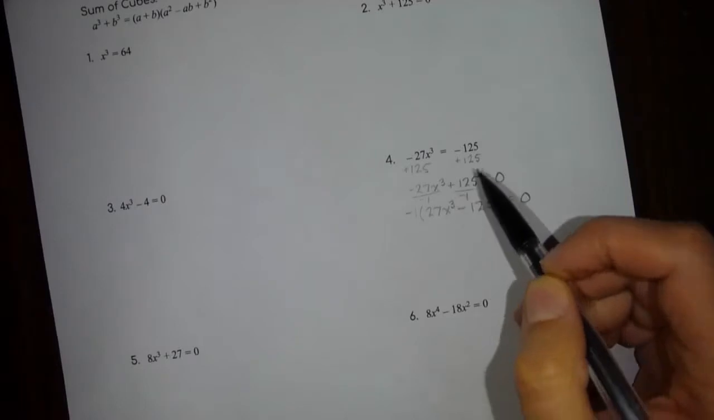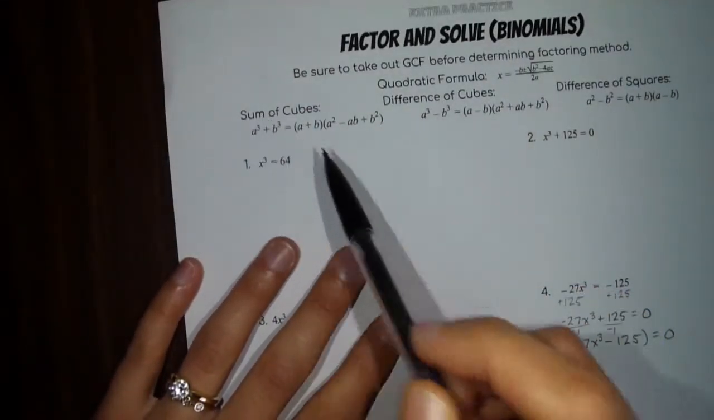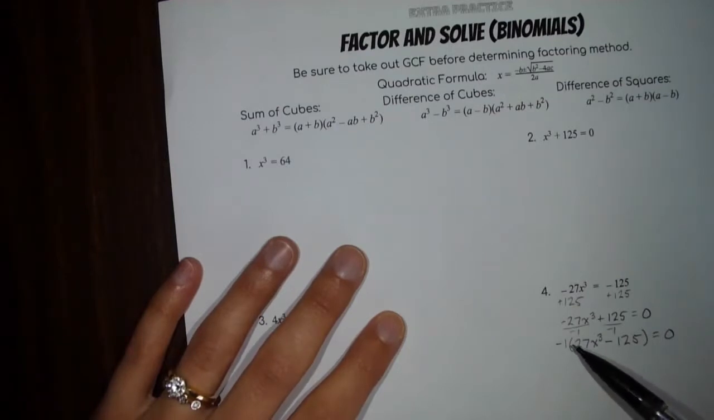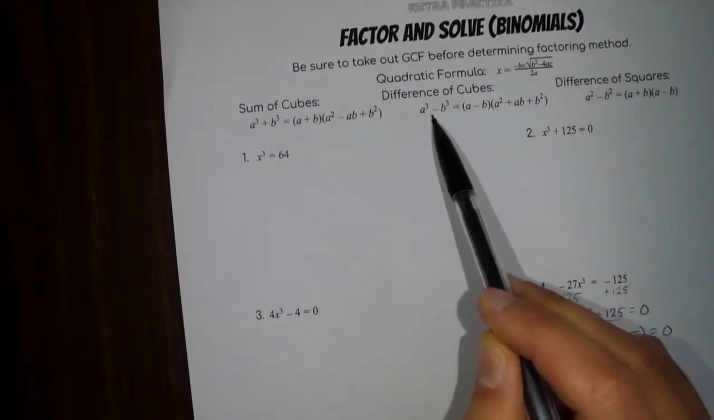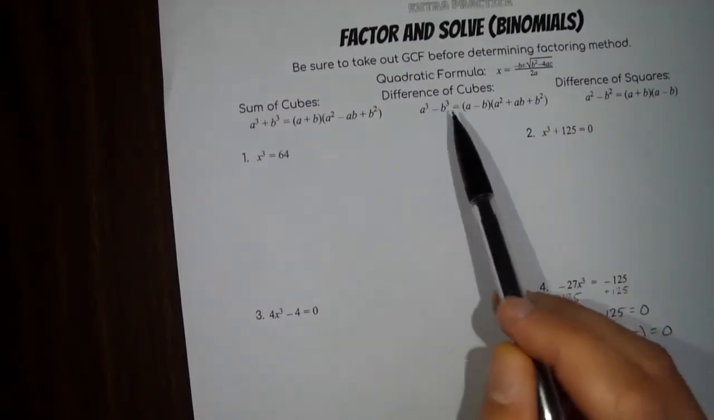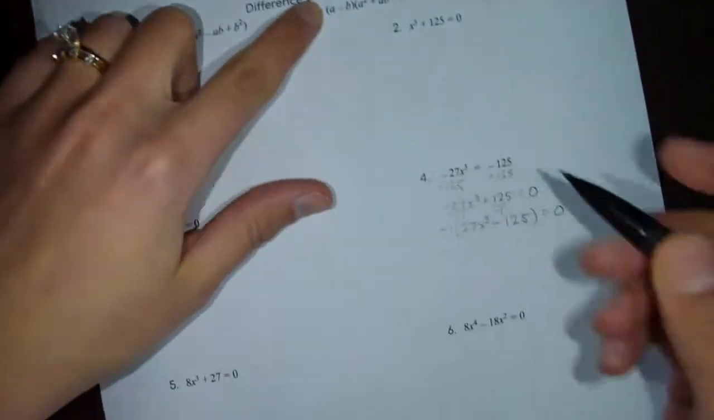And this part here for our formula just tells us which formula we can use. Looking here, 27 is a perfect cube, x to the third is a cube, and 125 is a perfect cube. So we want something with subtraction, and so I know I can use this formula. That's all that part tells us, and then we use this part for the actual factoring.